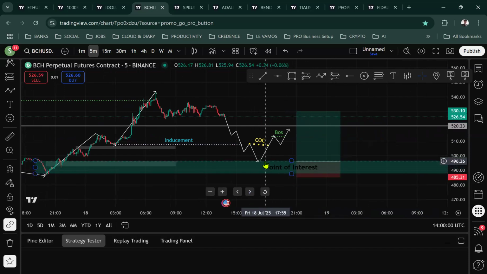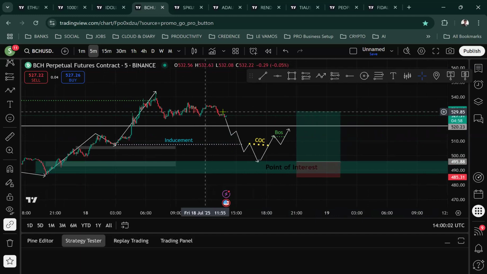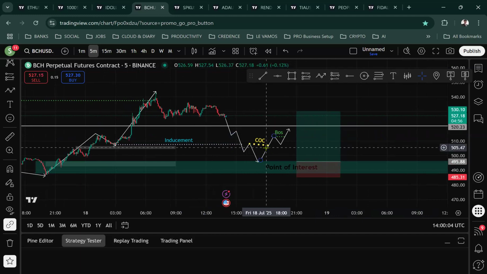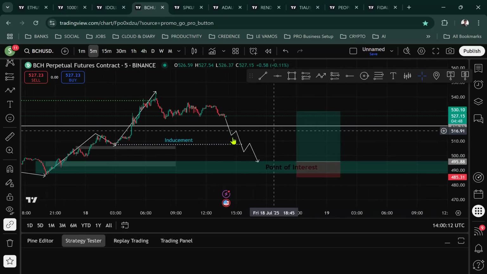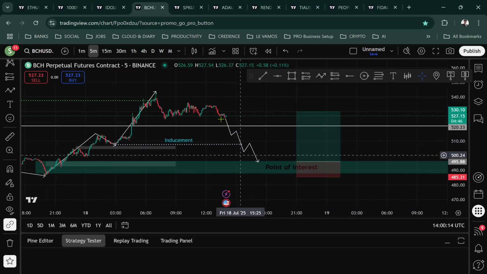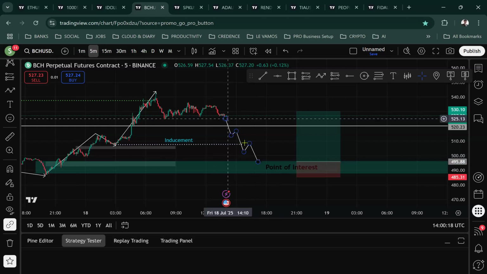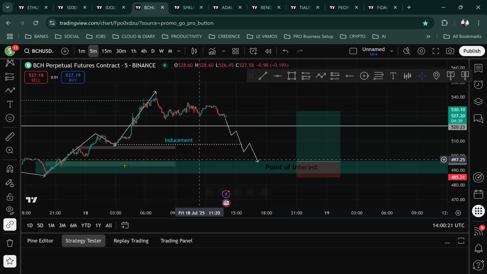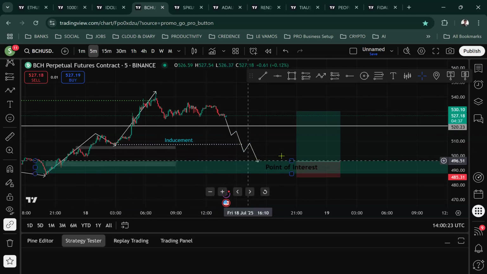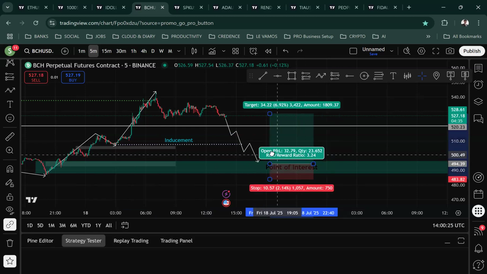Okay. So in this condition, now the price has come, let's say up to here. If nothing is there, which means this area is mitigated. Correct, no? Because the price already came up to the point of interest. Yes, it is mitigated now. So for an entry, it is still valid.